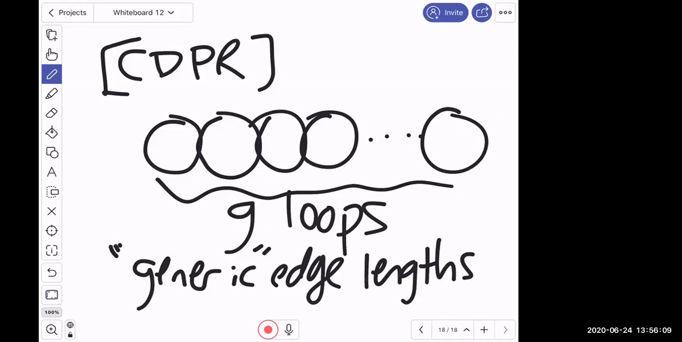And what one can do is actually completely classify, for this family of graphs, chains of loops with generic edge lengths, exactly when you have a divisor of degree d and rank at least r. And the condition becomes something purely combinatorial having to do with Young tableaux.